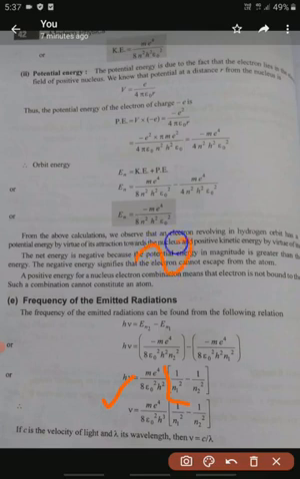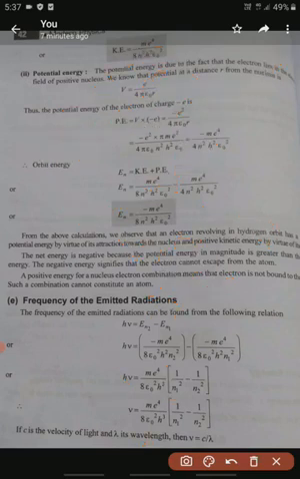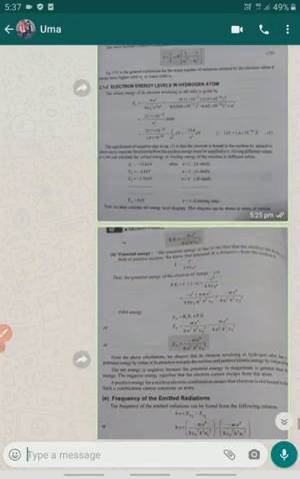Frequency is represented by nu, not v. So frequency is equal to this value. From this we can also calculate lambda. We should remember the relation between frequency and wavelength: nu is equal to c by lambda. This is a basic formula we should remember. From this we can calculate the wavelength also.